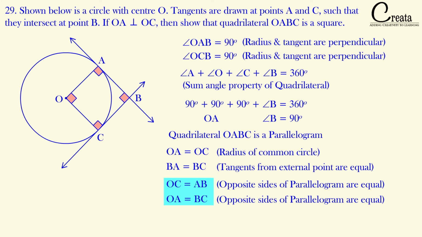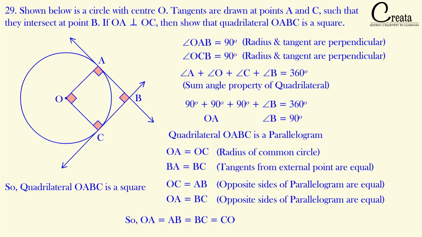Opposite sides are equal, the adjacent sides are also equal, so we got all the four sides of this parallelogram equal to each other. OA is equal to AB is equal to BC is equal to CO. All the four sides are equal to each other. So we got all the four angles equal, which are equal to 90 degrees, and all the four sides are equal. So this is a square. We have proved the quadrilateral OABC is a square. That is the answer of the question.